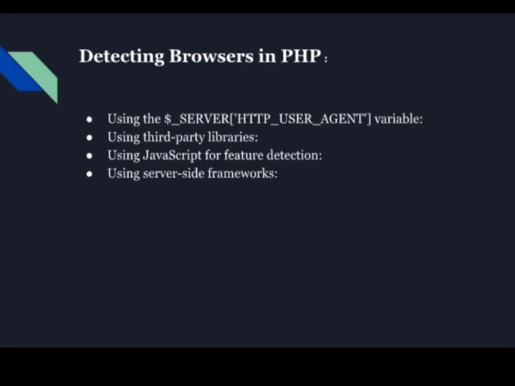There are also four methods of detecting a browser in PHP. First is using the server HTTP user agent. Second is using third party libraries. Third is using JavaScript for feature detection, and fourth is using a server side framework.